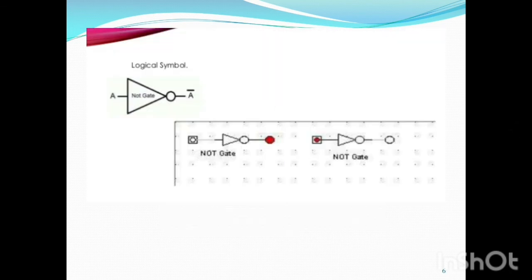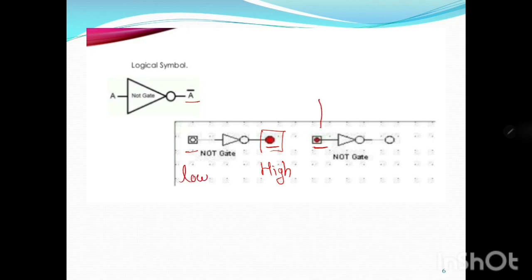Logically it is represented like this: when A is the input, output is the complement of the input. In a NOT gate, when input is low, output is high. It is represented by this red color, or you may say light is there. When input signal is low, you are getting output high. Okay, input is low, output is high.